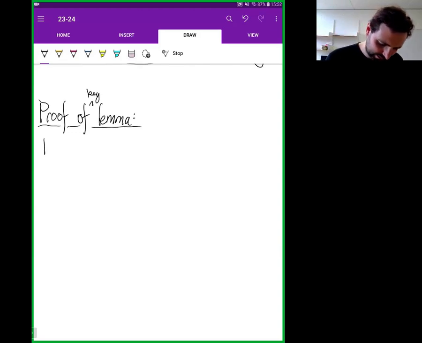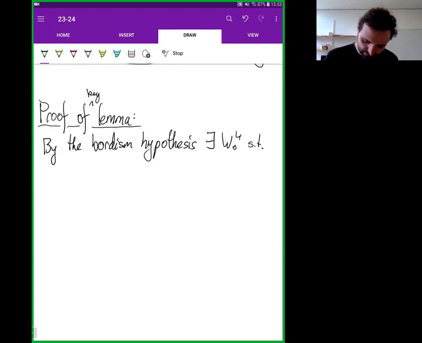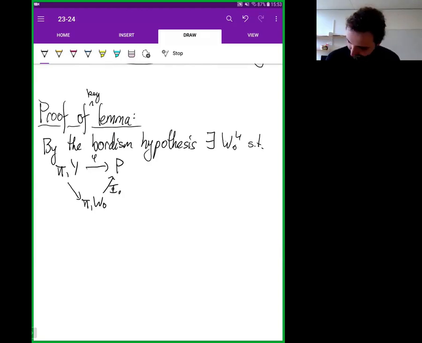Okay, so by the bordism hypothesis, there exists W0^4 such that we have the following diagram. So we get pi 1 of Y, we have phi going to P, we have some map going to pi 1 of W0 and some map here, phi 0. Okay, so this is just the bordism relation.